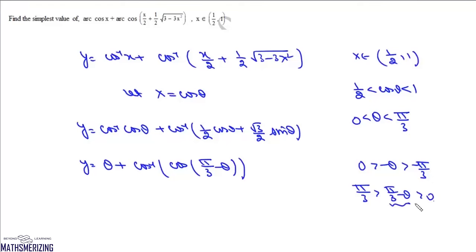So this pi by 3 minus theta lies in the principal value range of cos inverse. So again cos inverse and cos will cancel. So we'll get this y as theta plus pi by 3 minus theta. Theta and theta will cancel, so the value of y will be pi by 3. So the simplest value of this expression when x lies between 1 by 2 and 1 is pi by 3.